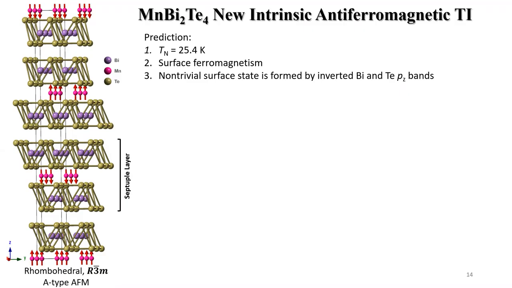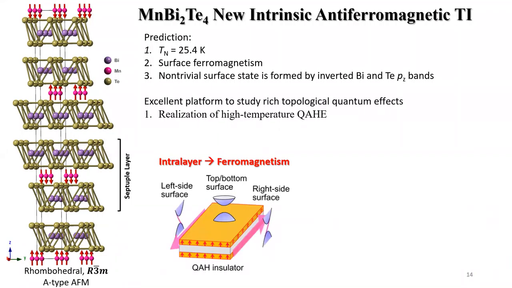Due to the magnetic sublattice that provides the magnetism, we expect a surface ferromagnetism in the crystal on the 001 surface. And the non-trivial surface state is formed due to the band inversion of the bismuth and tellurium p bands at the gamma point. So this system is an excellent platform to study the high temperature quantum anomalous Hall effect when we have an odd-layer system, just one septuple layer.